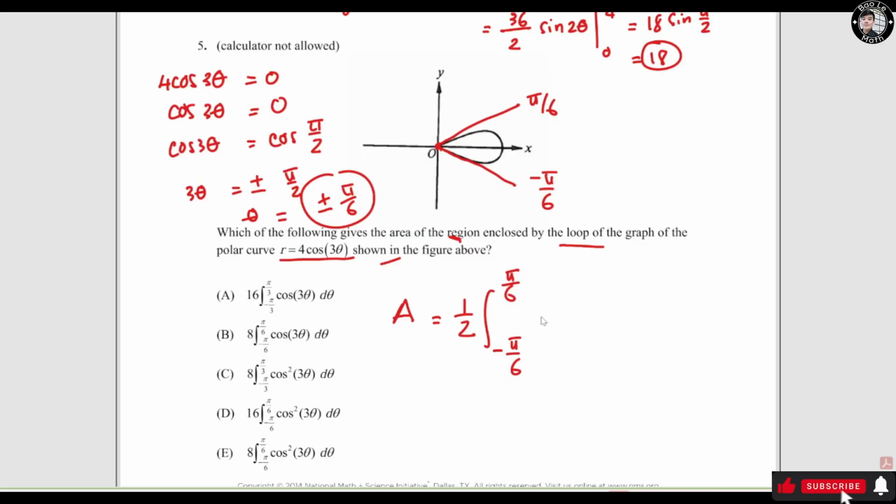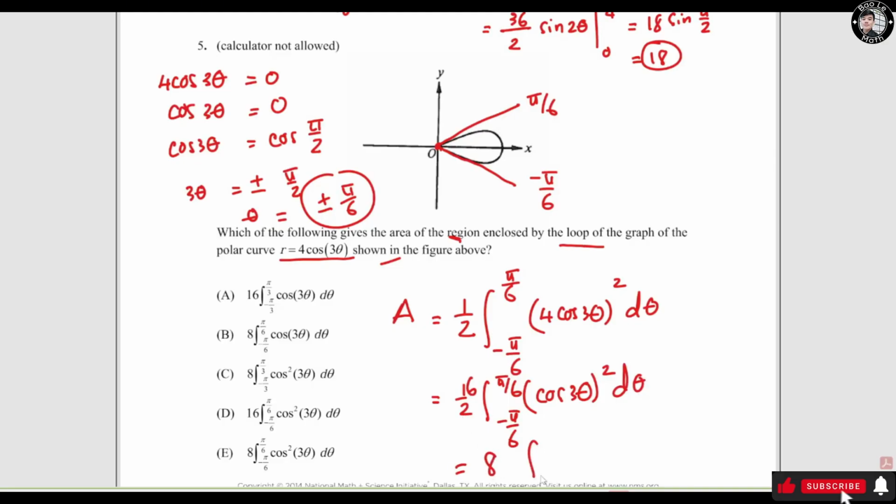of the radius squared, so it could be 4 cosine 3 theta all together squared d theta. Now we're going to simplify, so it could be 1/2 integral from negative pi over 6 to pi over 6. 4 squared equals 16, so I put 16 outside, and it could be cosine 3 theta all together squared d theta. 16 divided by 2 is 8. So it could be 8 integral from negative pi over 6 to pi over 6 of cosine of 3 theta all together squared d theta. So the answer must be E.